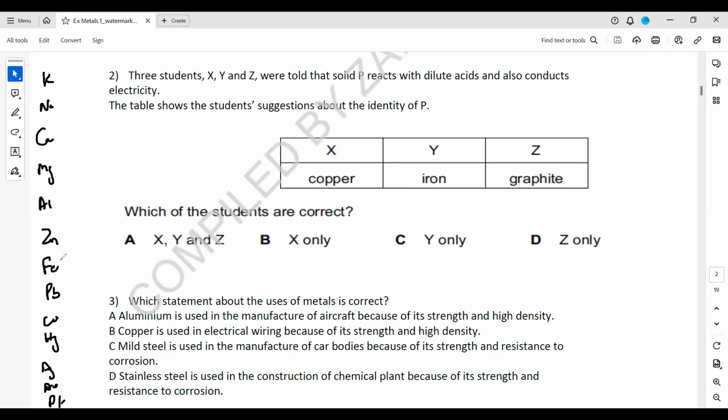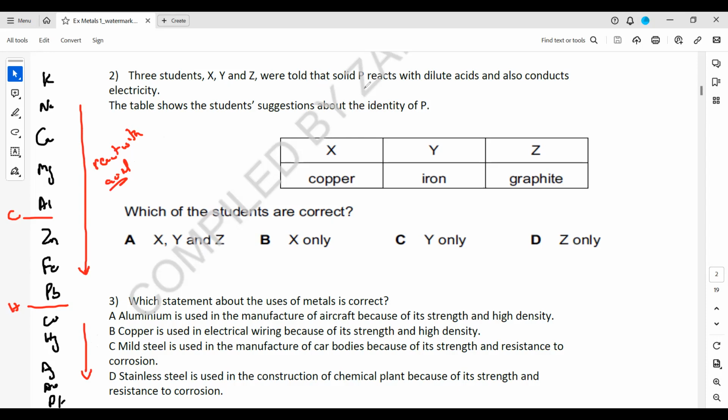What is the position of hydrogen? Hydrogen is between lead and copper, sorry. And carbon is there between aluminium and zinc. Now, these metals can react with dilute acids. Concentrated and dilute acids, they can react. But elements which are below cannot react with acid.